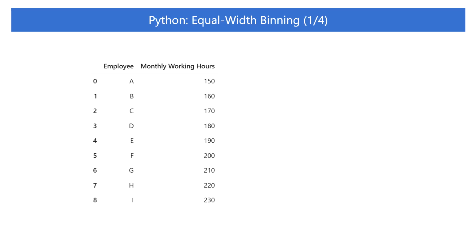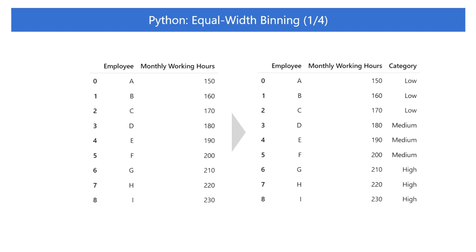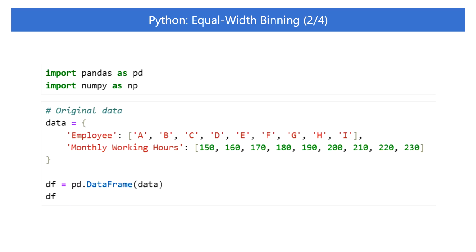Now, let's implement equal width binning using Python. Let's use this dataset that records each employee's monthly working hours. Using Python, we will apply equal width binning and obtain this result. First, import pandas and NumPy. Pandas is used for handling data in table format. NumPy is not strictly needed in this case, but often useful for numerical operations.